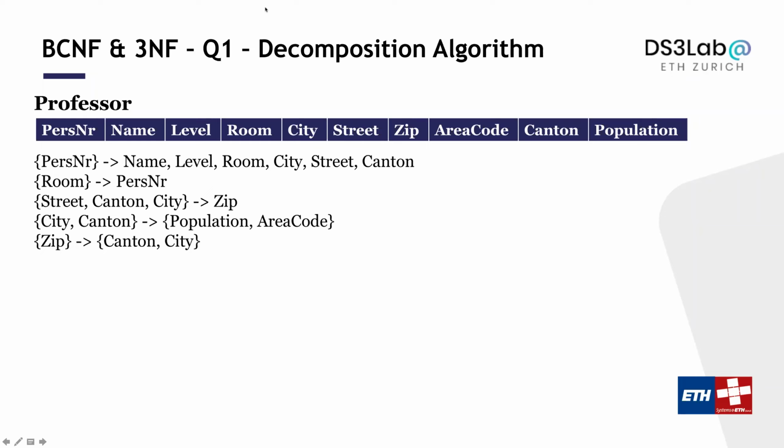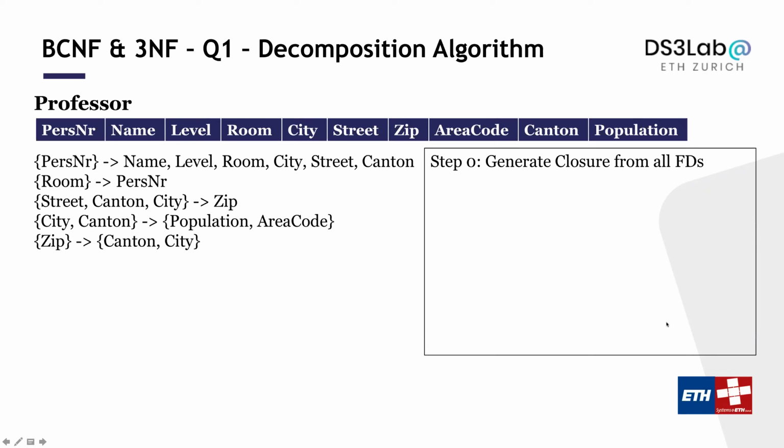Okay, so we were talking about this example, right? There are two questions that we want to understand. The first question is whether this design is in BCNF. And second, if it's not, how can we decompose it by applying the decomposition algorithm to turn that into something that satisfies BCNF? So let's look at the first question.